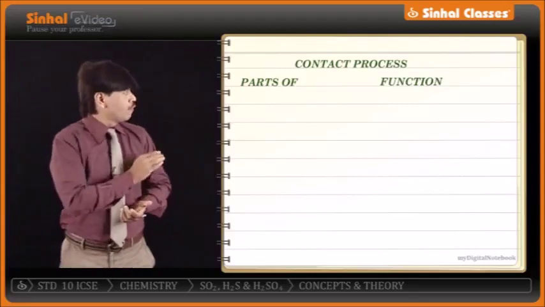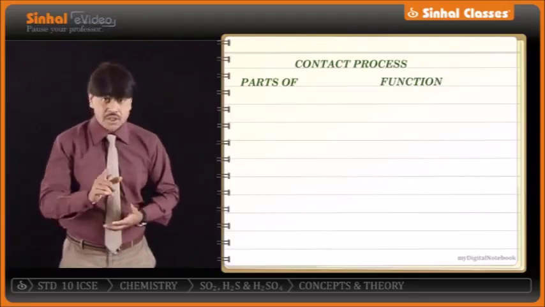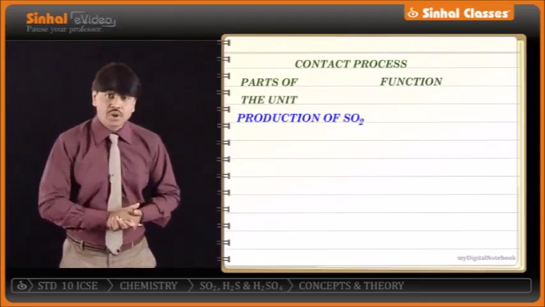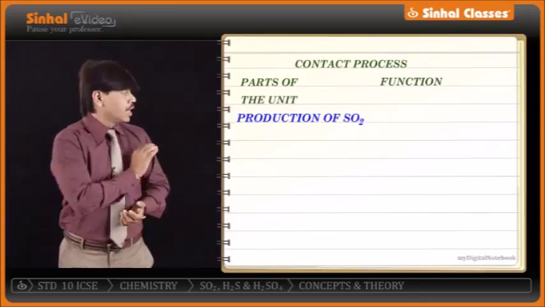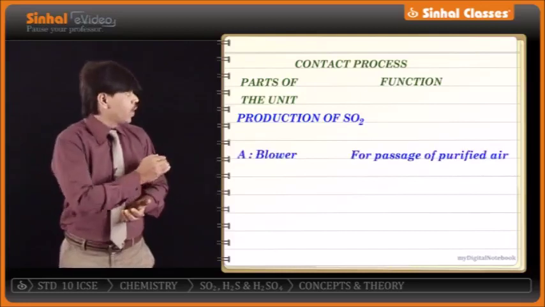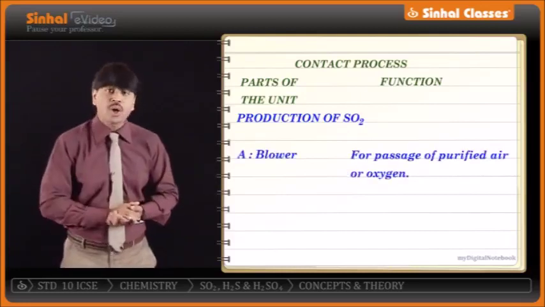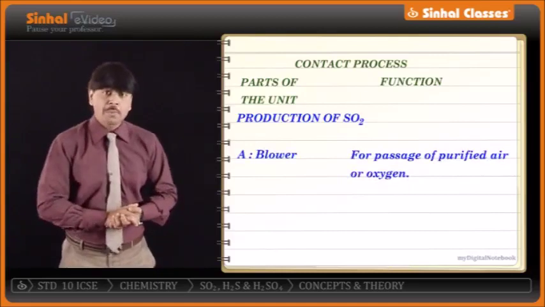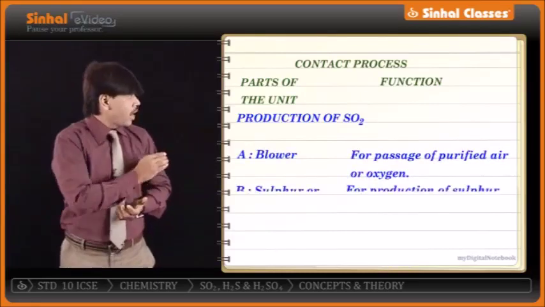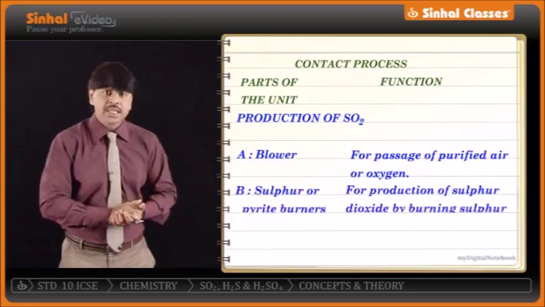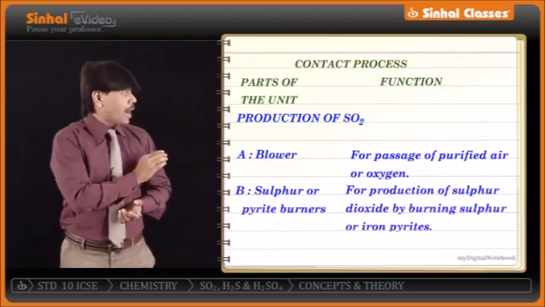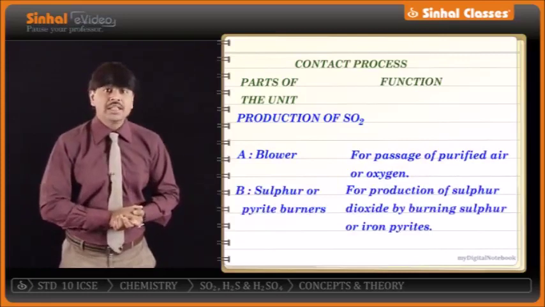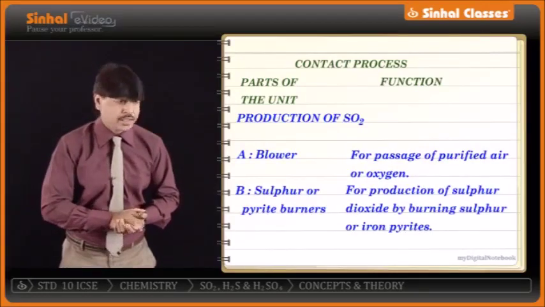It involves 4 units. First is production of sulfur dioxide, which involves 2 of them: a blower through which we pass air or oxygen, and second, a sulfur or pyrite burner, in which we have placed sulfur or iron pyrite, which is going to be burned in order to get sulfur dioxide.